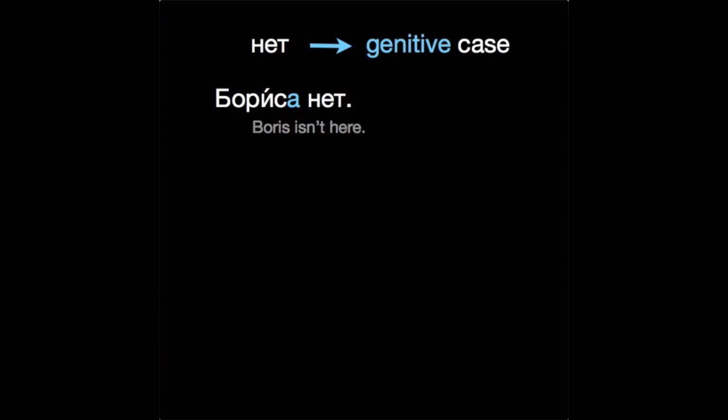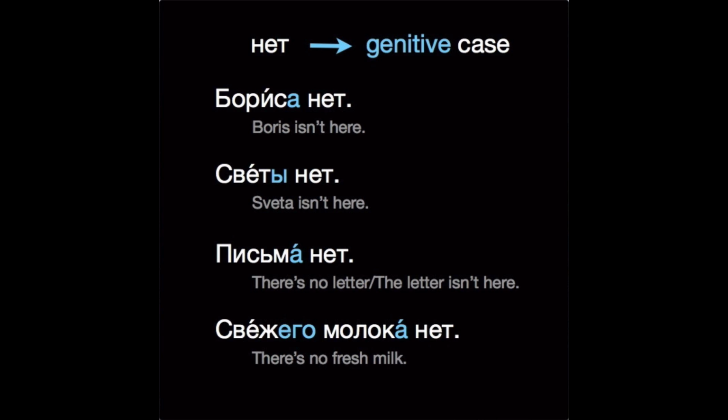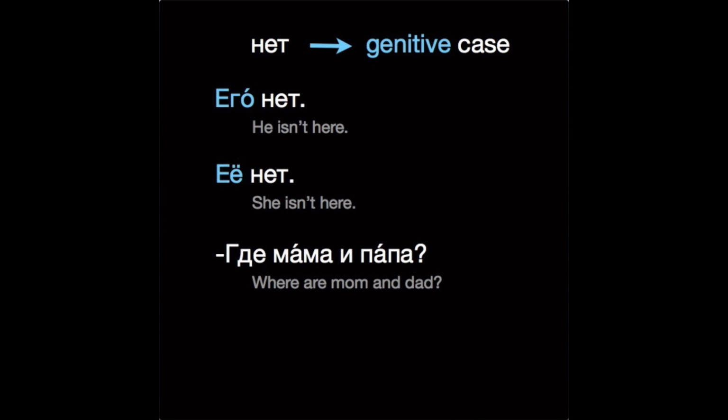Now, you may have noticed that when we use нет in this way, the thing or person that's absent or doesn't exist has genitive case endings. Бориса нет. Светы нет. Письма нет. Свежего молока нет. And you can see the genitive used in the same way with pronouns. For example, его нет. Ее нет. Где мама и папа? Их нет.